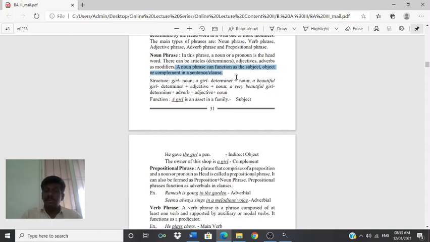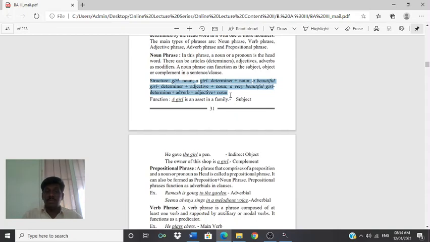See, girl is a noun. A girl is a noun phrase. A is a determiner plus noun. Then a beautiful girl. See, determiner, adjective, and noun. A is a determiner, beautiful is an adjective, girl is a noun. A very beautiful girl. Understand? A determiner, adverb, adjective, and noun. So this is what you can understand, the structure of the noun phrases. We generally understand that it should be determiner, modifier plus noun. So this is the structure of a noun phrase.